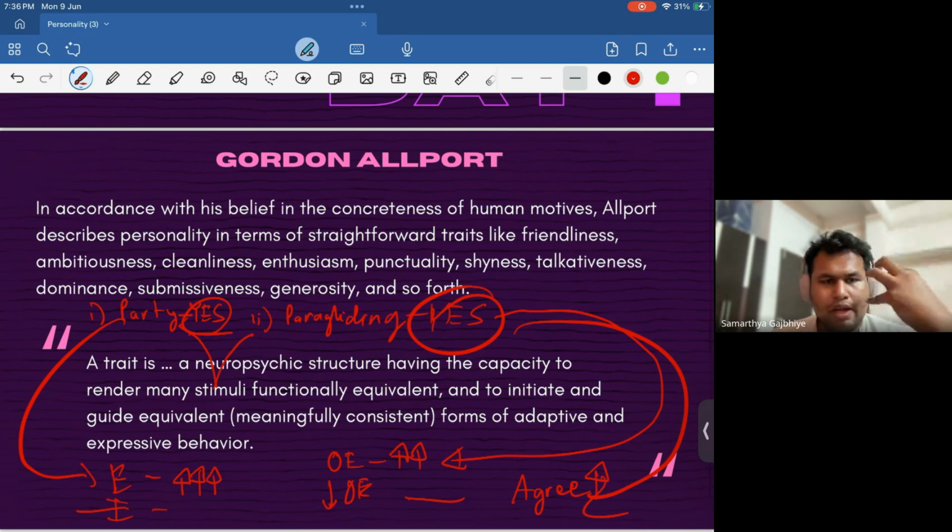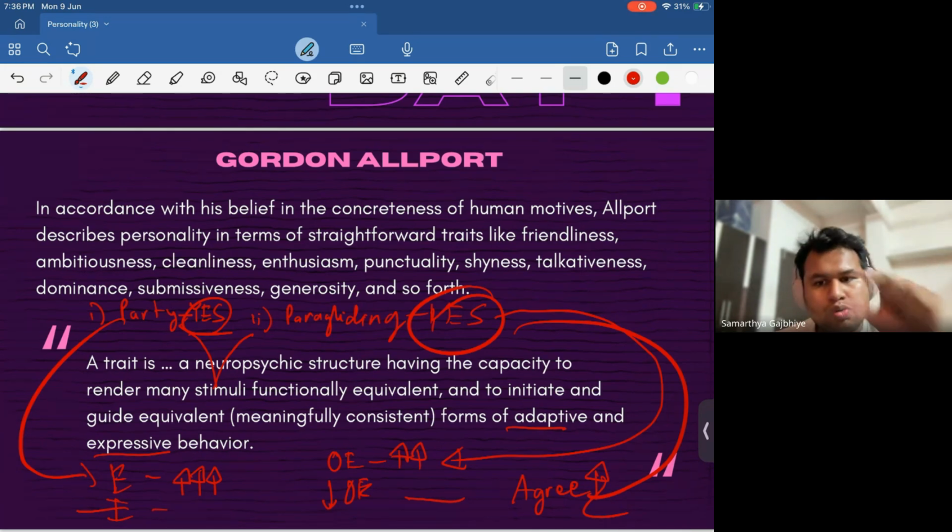So any stimuli, how are you adapting to it? How are you behaving towards it? How are you expressing your behavior towards it? That is what a trait does in your personality. Is this clear to everyone? This is the most time I'm spending on a slide because this is the most important, because all we are going to learn today is trait theories.